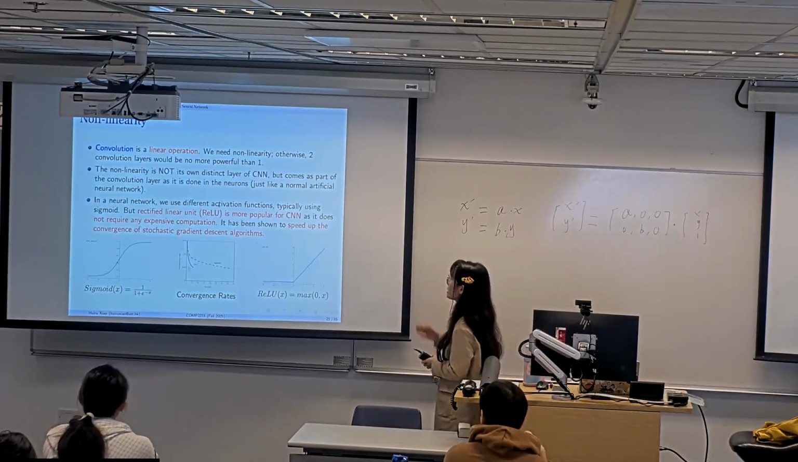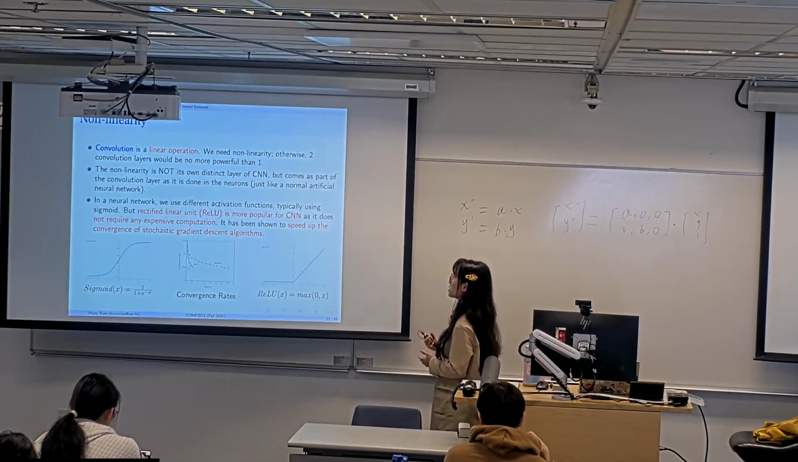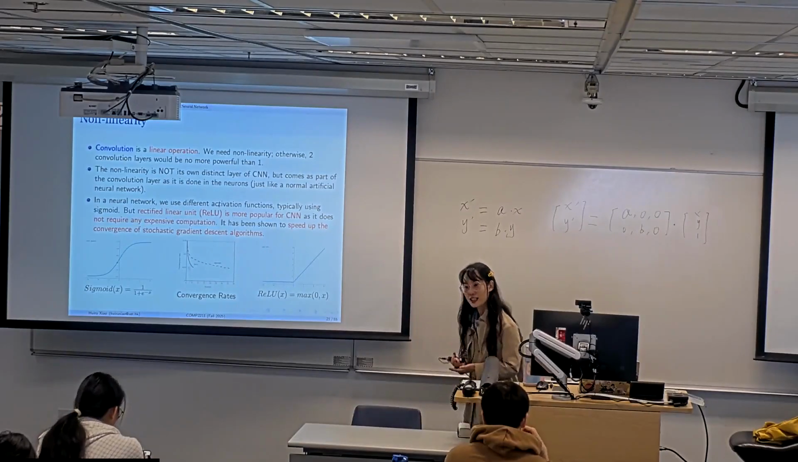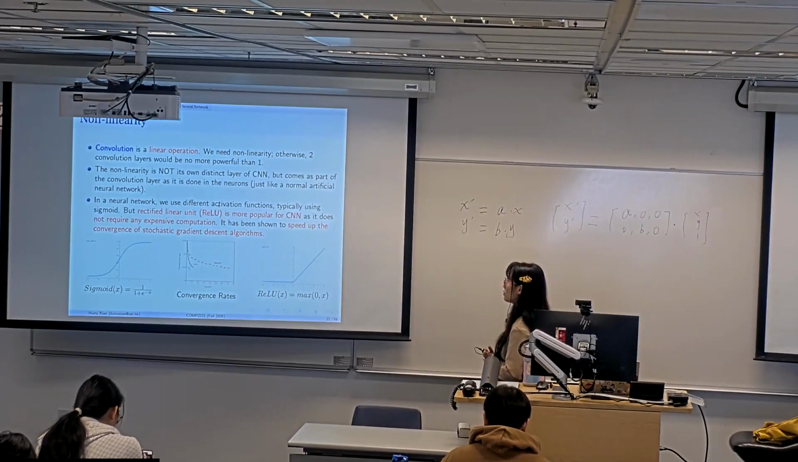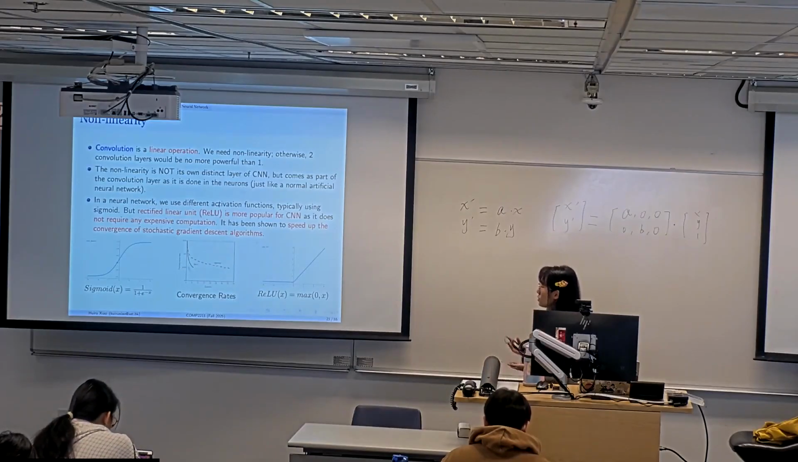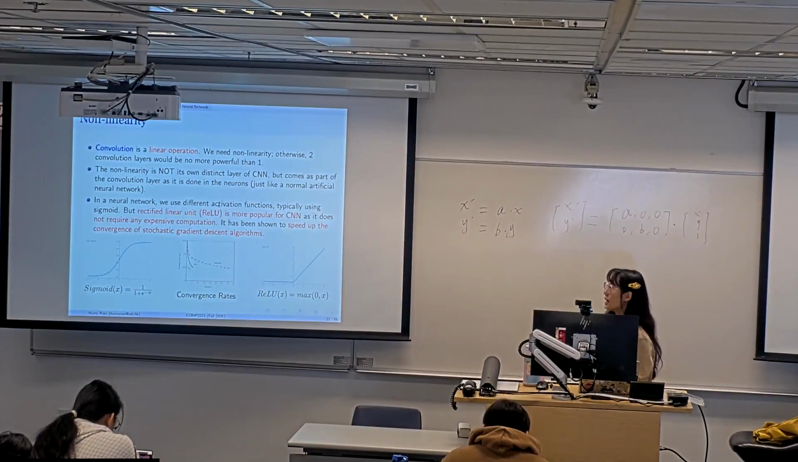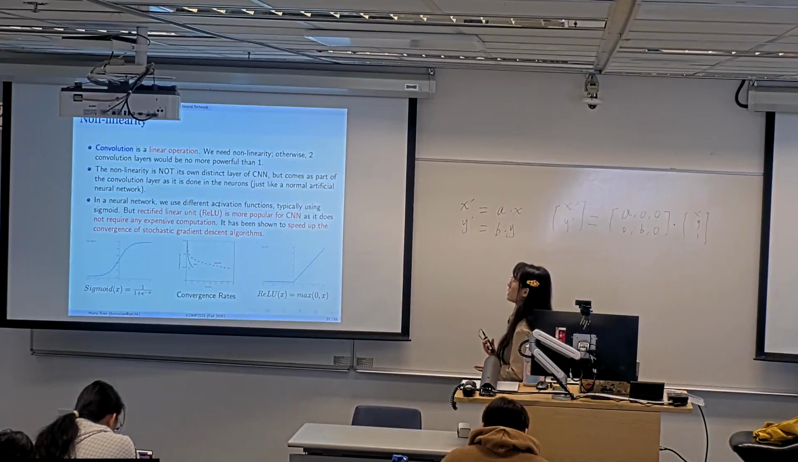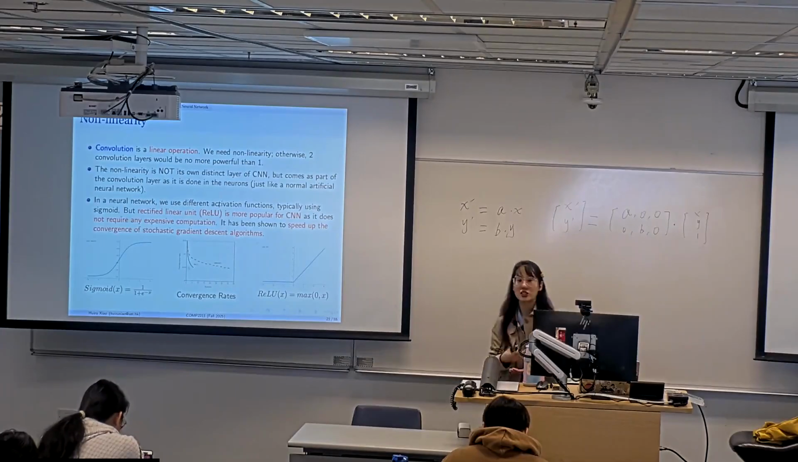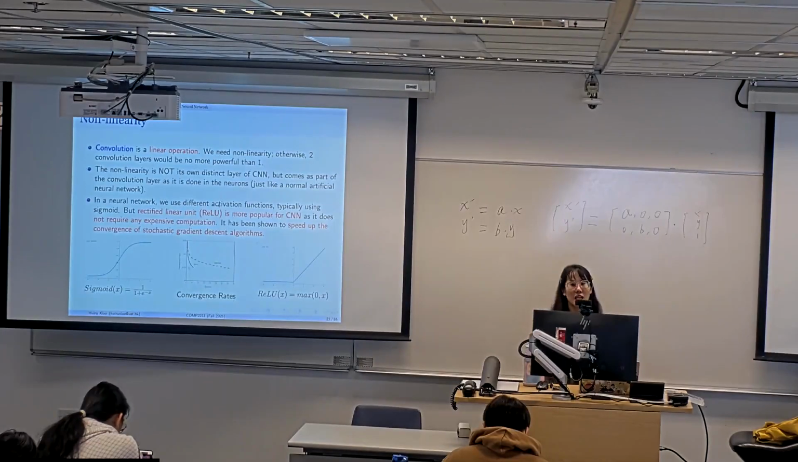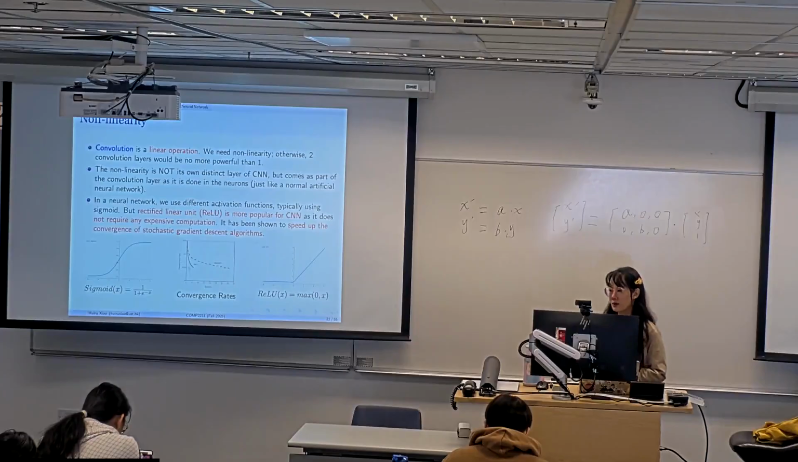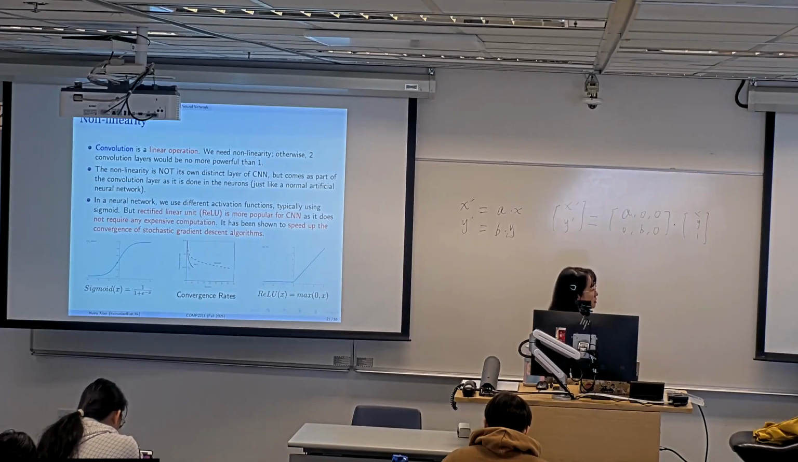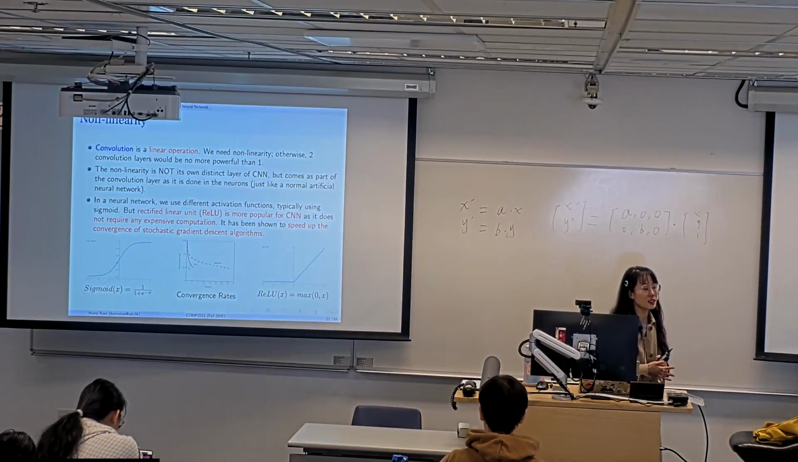Now in CNN, usually we will use ReLU as the activation function for the convolutional layer because ReLU is very efficient. It does not require any expensive computation, and we also talked about how ReLU can alleviate the vanishing gradient problem compared with sigmoid and tanh. Another advantage is that ReLU can speed up the convergence of the stochastic gradient descent algorithm.